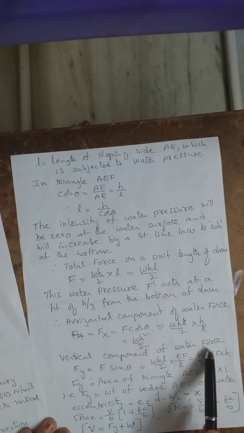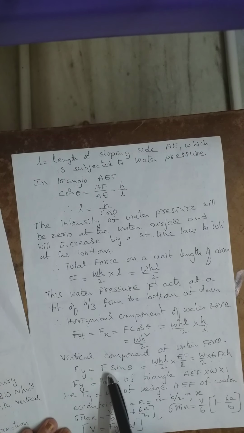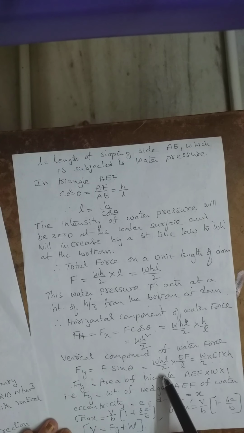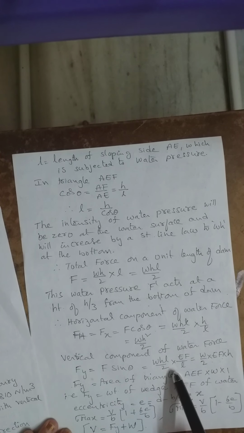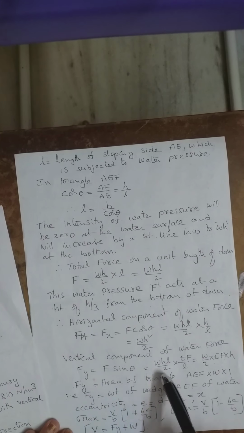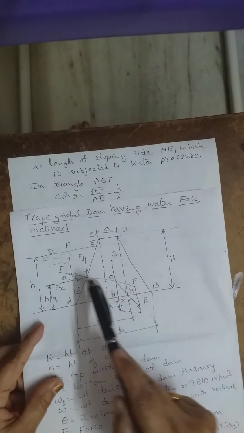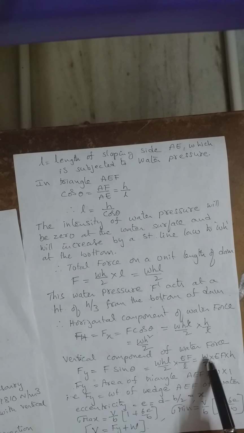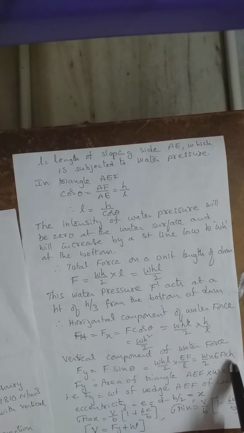Similarly, the vertical component of the water force, that is Fy, is equal to F sin theta. So F we already know is WHL by 2, into sin theta, which is EF by L, where EF is this distance. We can write WHL by 2 into EF by L as W by 2 into EF into H.